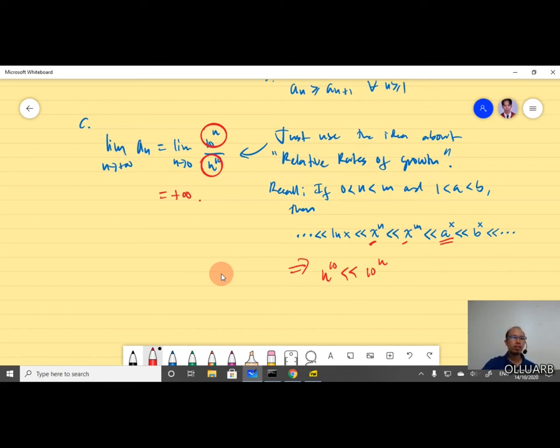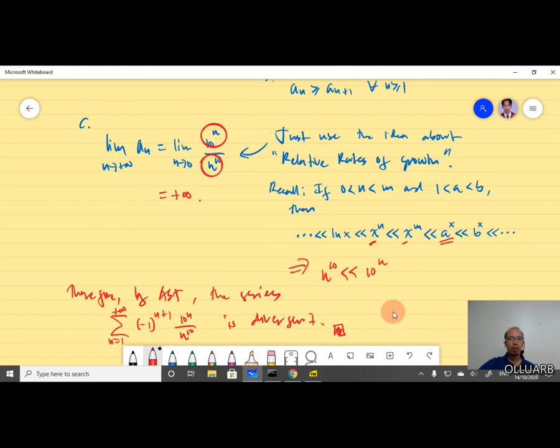Okay, so therefore, sub conclusion here, by AST, the series summation of -1 to the n plus 1 times 10 to the n over n to the 10, where n starts from 1 to positive infinity, is divergent. Okay, so that's problem example number 2.